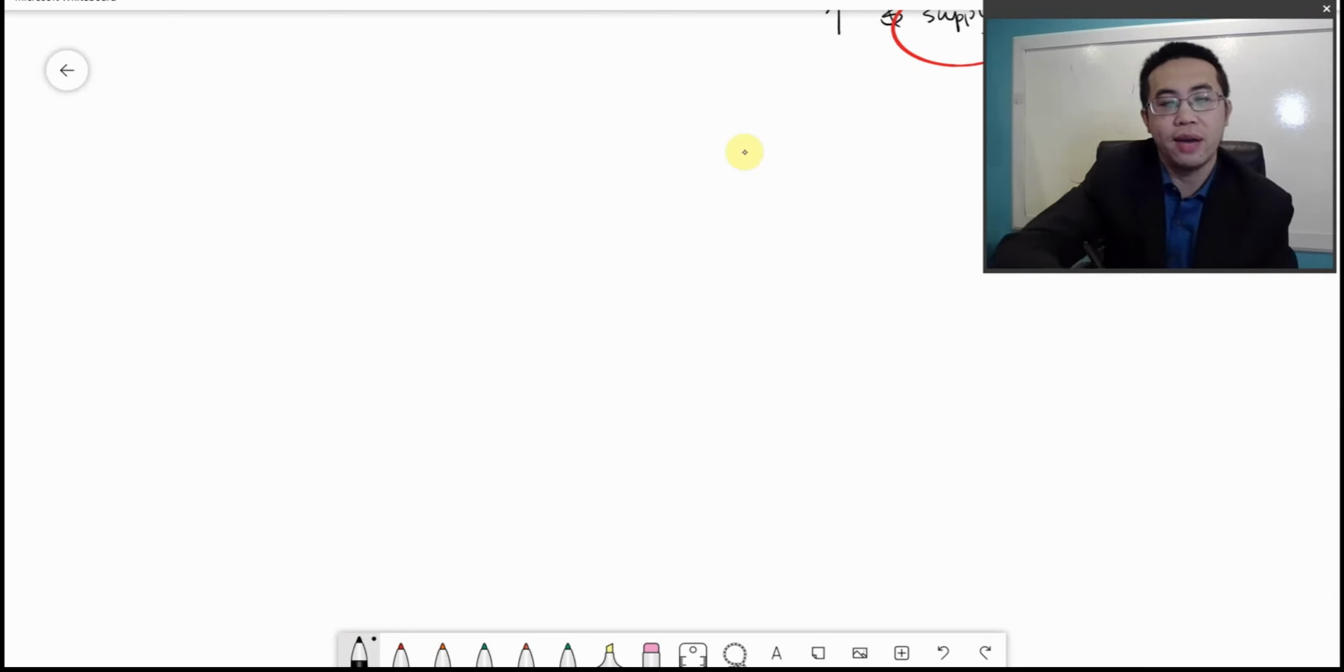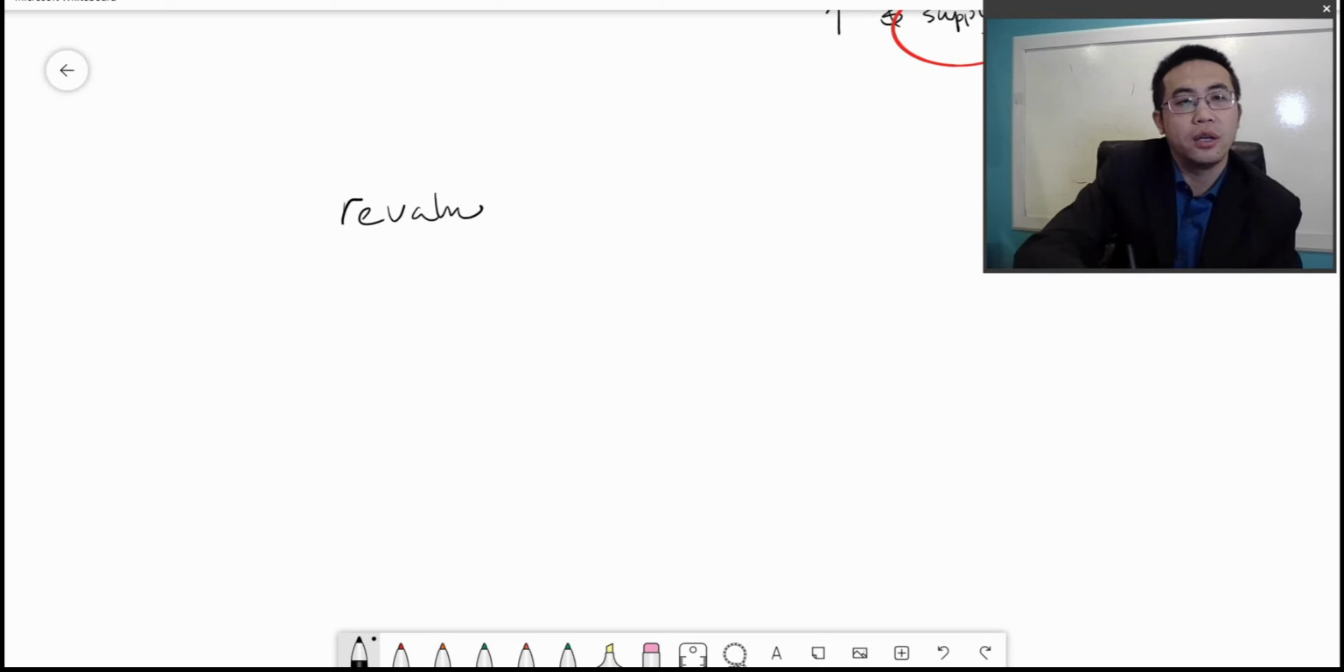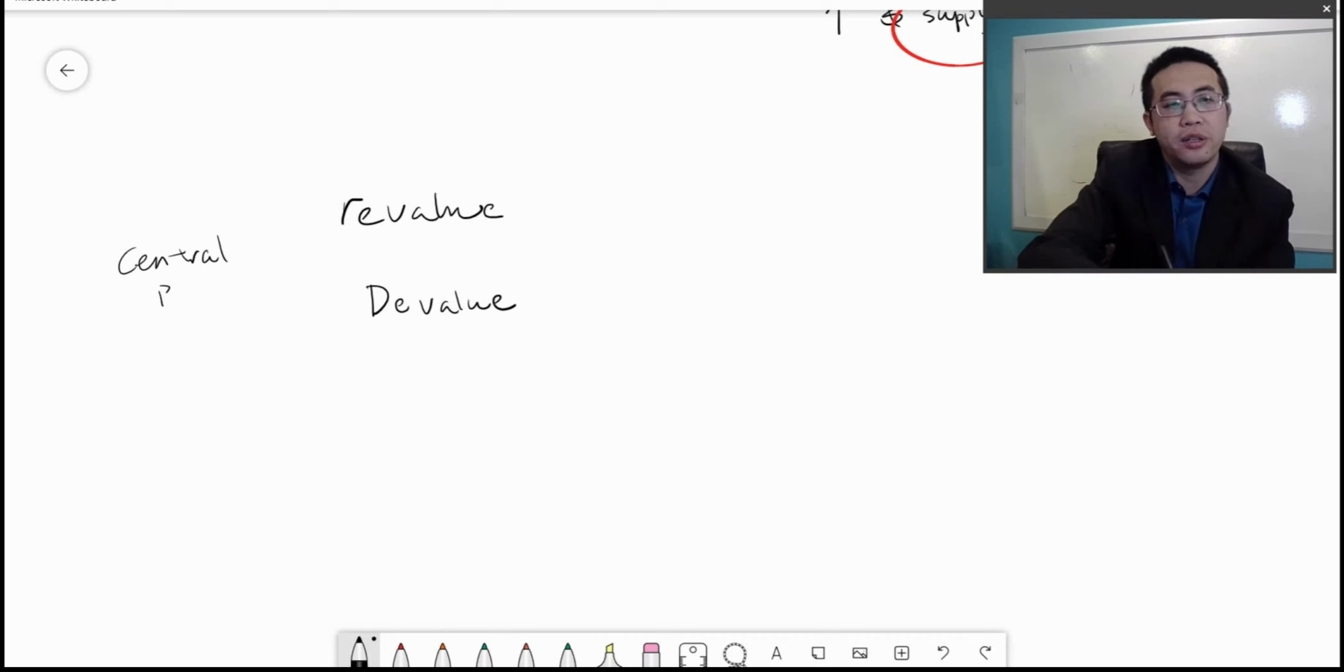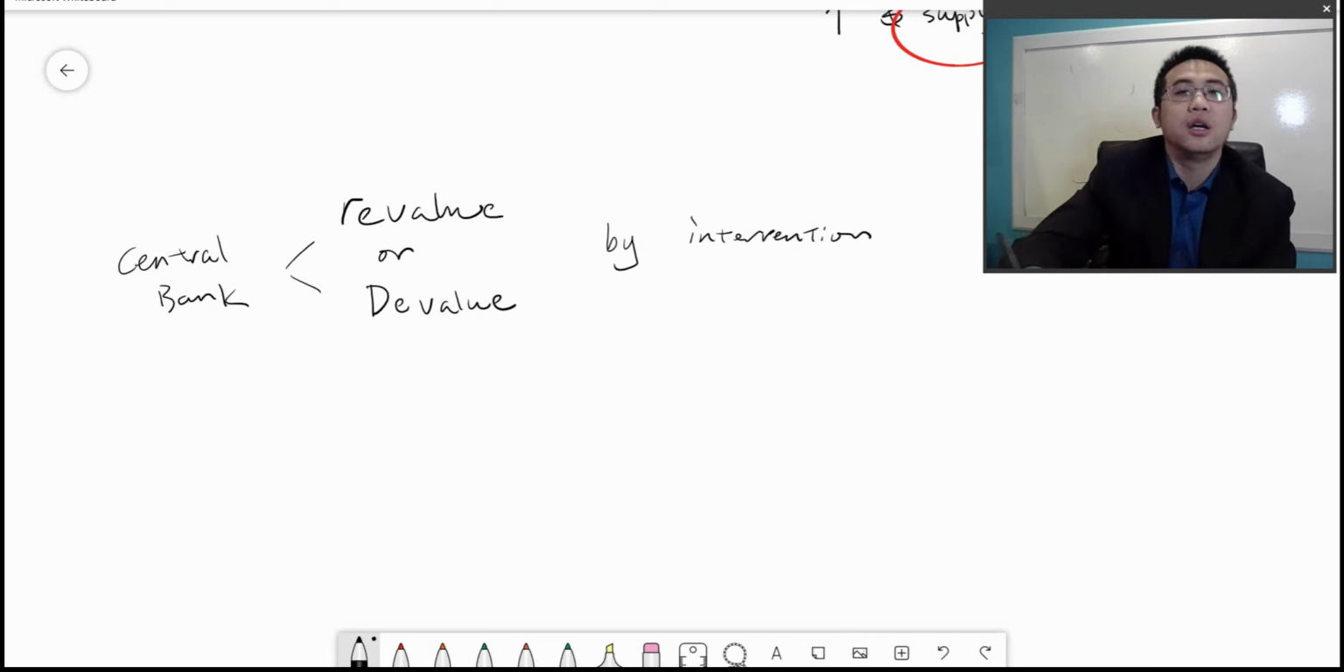Alrighty, now we have another pair of terminology. What is a revalue and what is a devalue? These vocabularies are verbs. So basically the subject is a central bank. And only the central bank can revalue or devalue its currency, by direct or indirect intervention, either through the monetary market or through the exchange market.